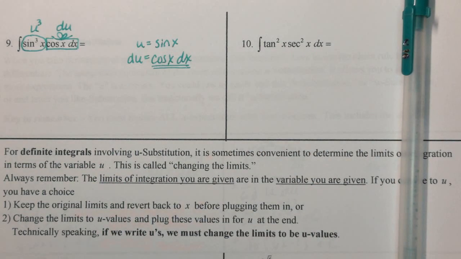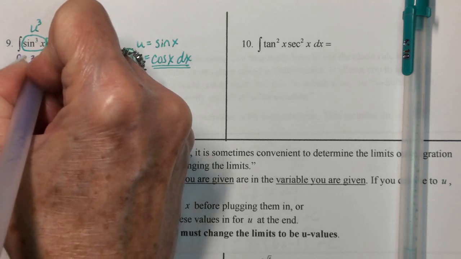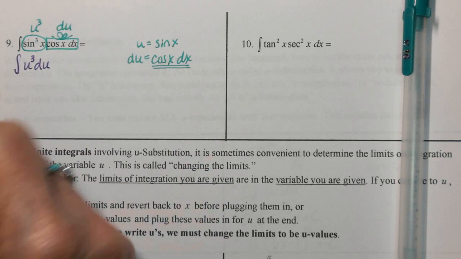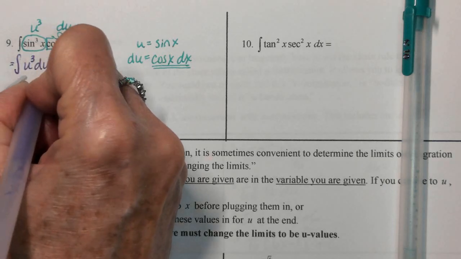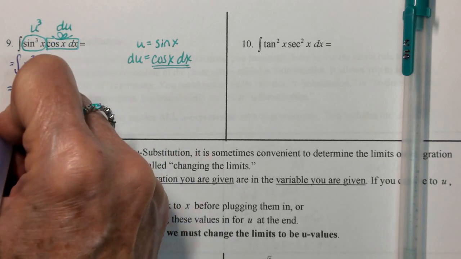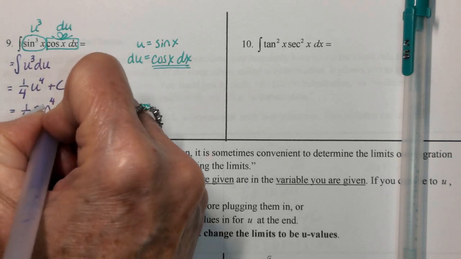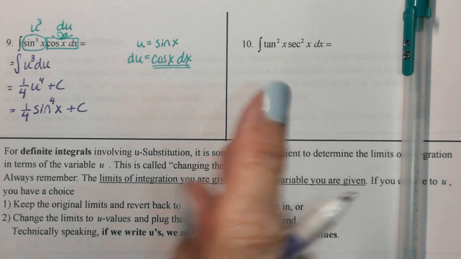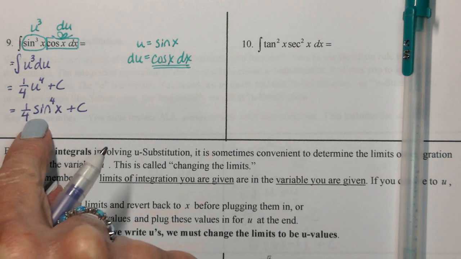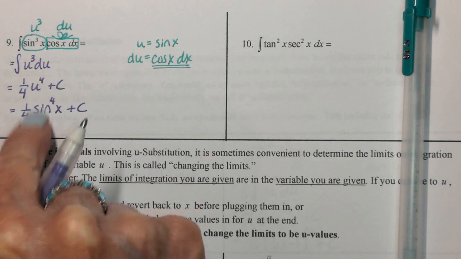So I have just the integral of u cubed du, which is 1/4 u to the 4th plus c. 1/4 sine to the 4th x plus c. If you take the derivative of this, you will get that. Chain rule.